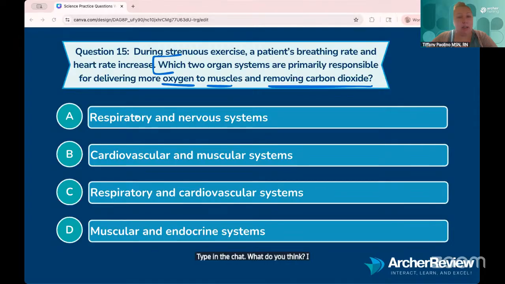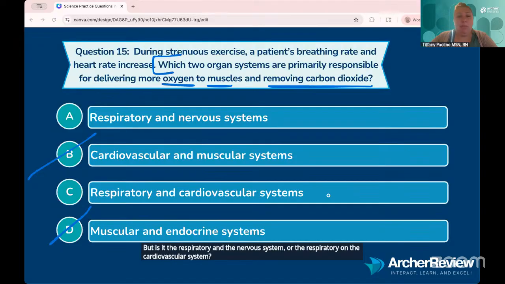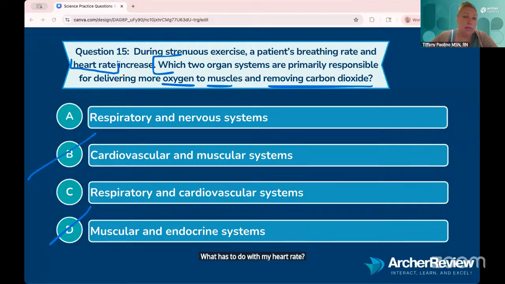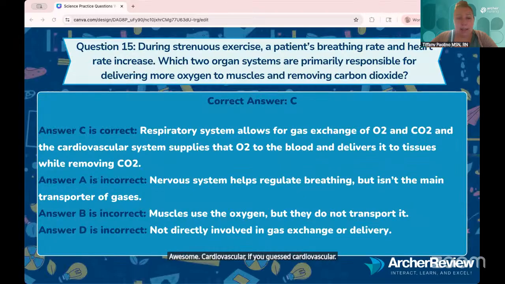I think it involves the respiratory system because we're talking about oxygen. So therefore, I could probably eliminate two of these answers, which is B and D. But is it the respiratory and the nervous system or the respiratory and the cardiovascular system? What has to do with my heart rate? What system? Nervous or cardiovascular? Awesome. Cardiovascular. If you guessed cardiovascular, you are correct.